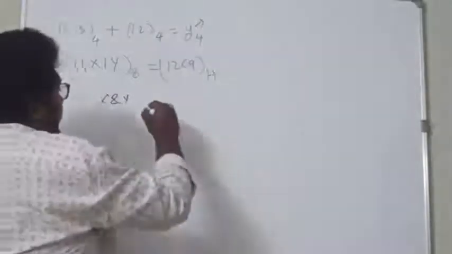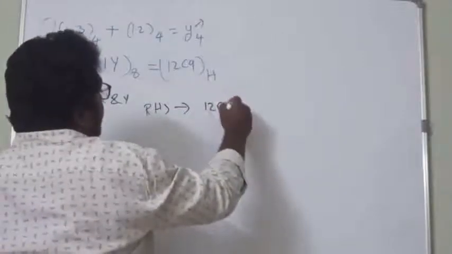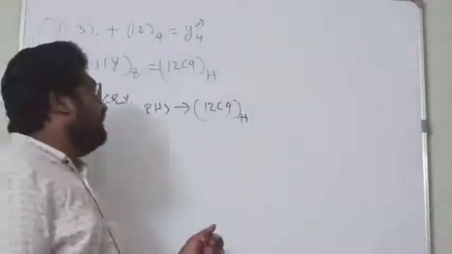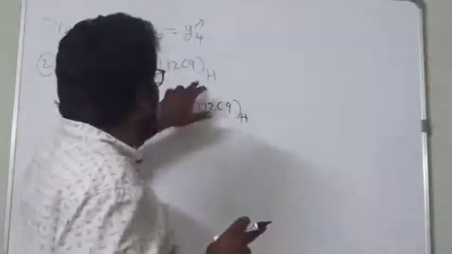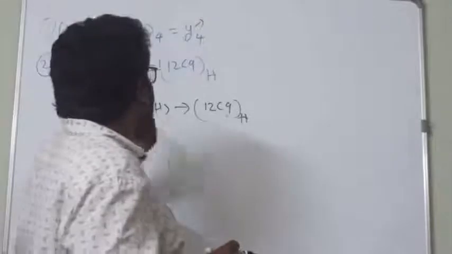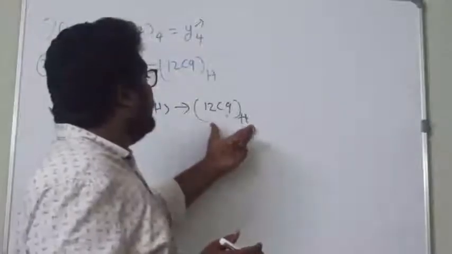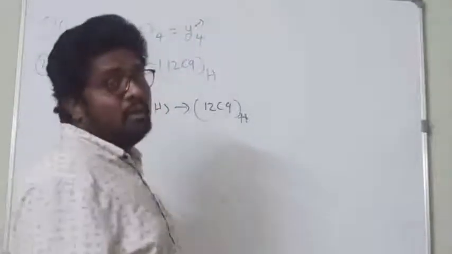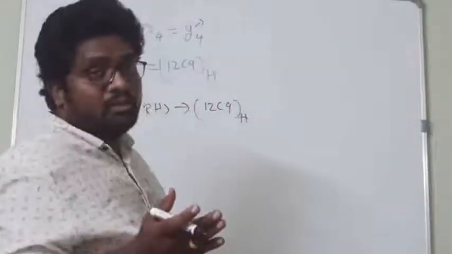So now we are taking the RHS side, that is 12C9, which is a hexadecimal number system. Now I am converting this hexadecimal number into an octal number. Either we can perform both operations, converting octal to hexadecimal or hexadecimal to octal. Here the octal number consists of two unknown values, right? So we are going to convert the hexadecimal number to the octal number to find these unknown values.